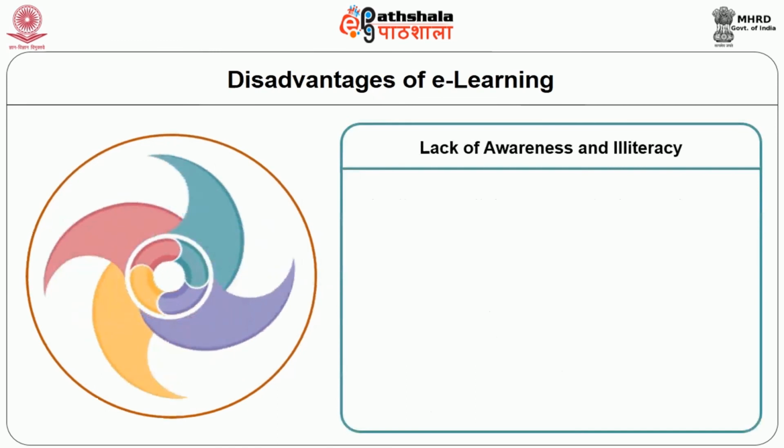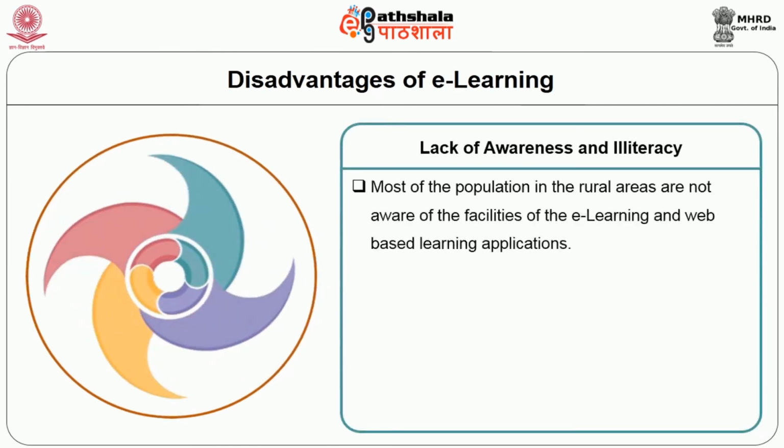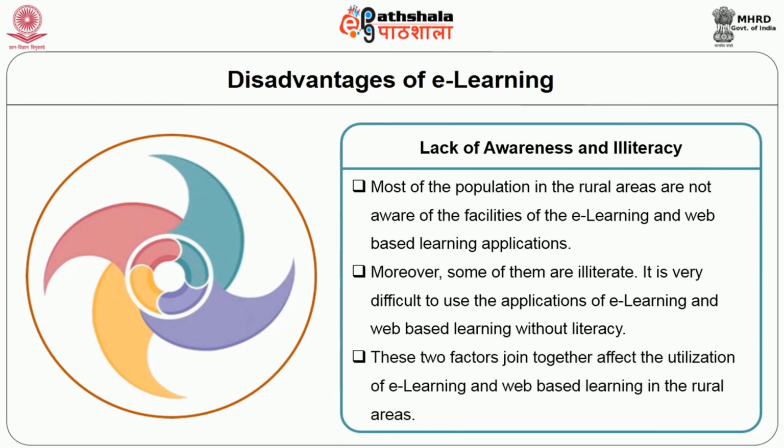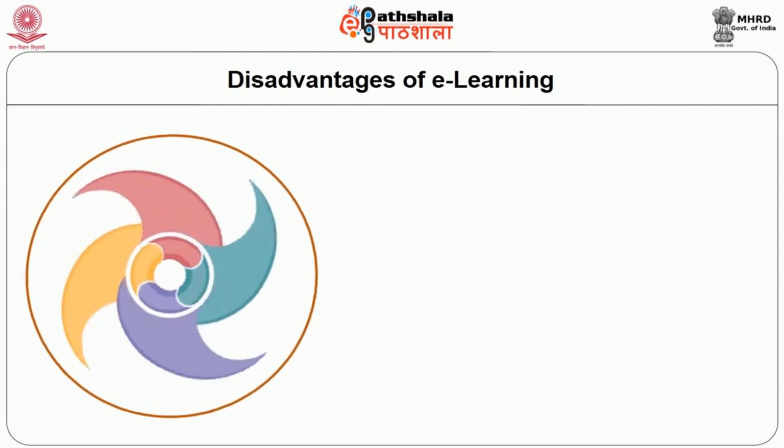Lack of awareness and illiteracy. Most of the population in the rural areas are not aware of the facilities of e-learning and web-based learning applications. Moreover, some of them are illiterate. It is very difficult to use the applications of e-learning and web-based learning without literacy. These two factors joined together affect the utilization of e-learning and web-based learning in the rural areas.